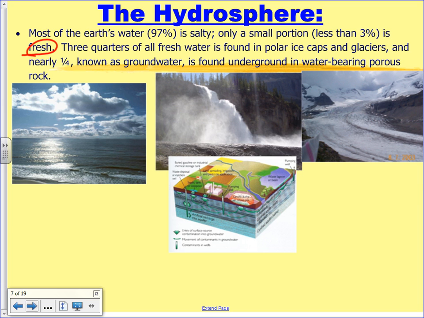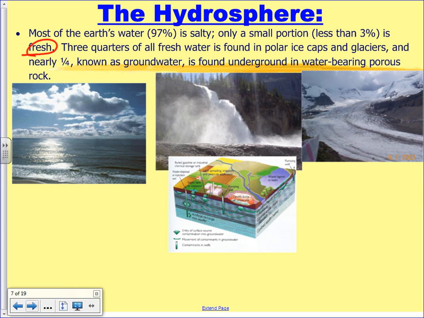So actually very little fresh water is in lakes and rivers, when we're talking about the actual percentages, and that's because rivers are always moving. And lakes aren't, but lakes are generally pretty small, with the exception of, you know, the Great Lakes and things like that.